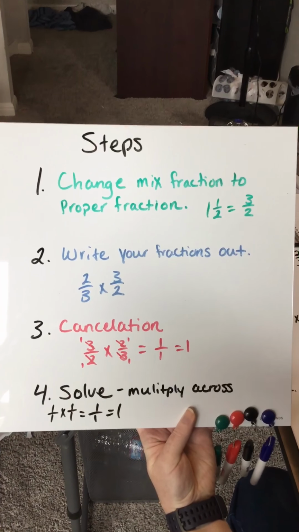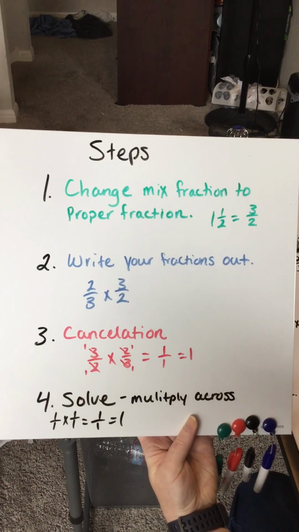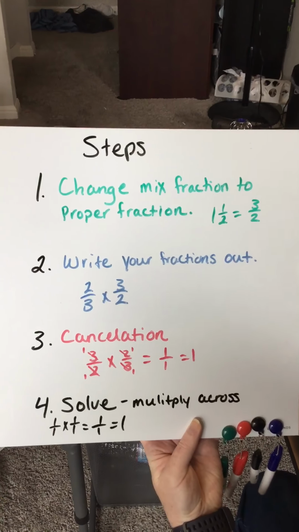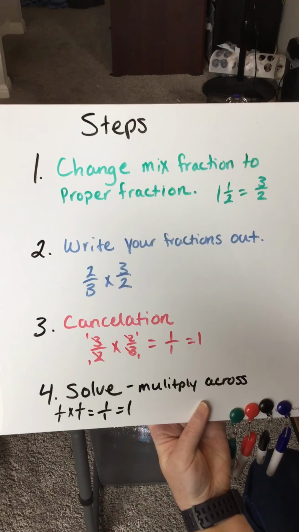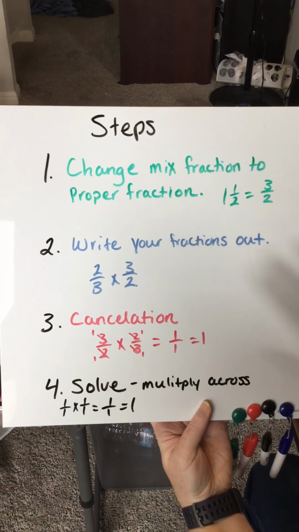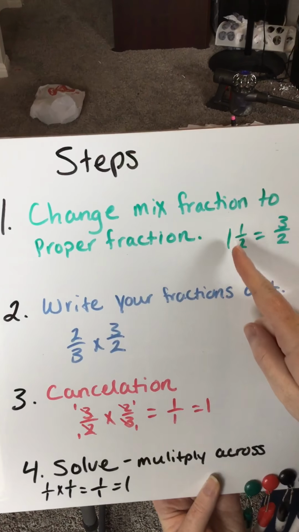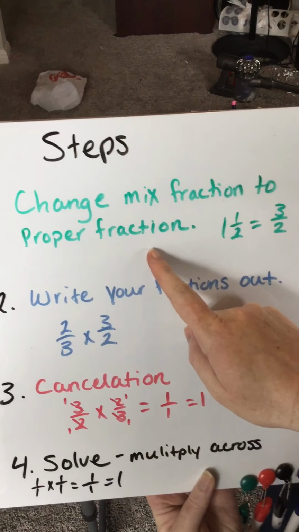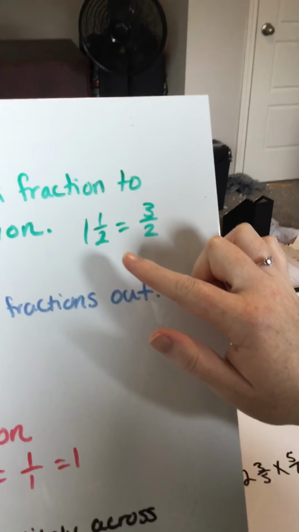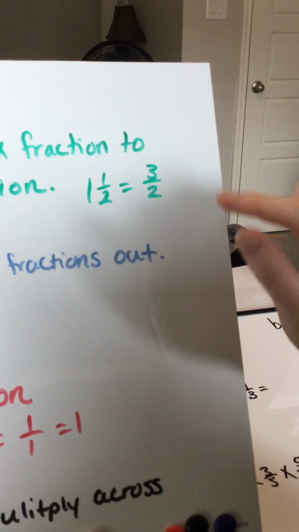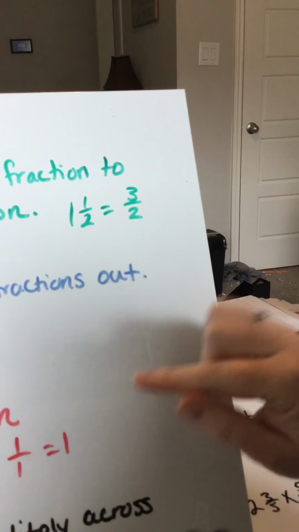Okay, on your math problem today, on page 213, we're going to be doing the class practice. So what you need to do, here are your steps. The first one, change your mixed fraction to a proper fraction. So we have 1 1/2, and we need to change it into a regular fraction like this. I will go over that in a minute.